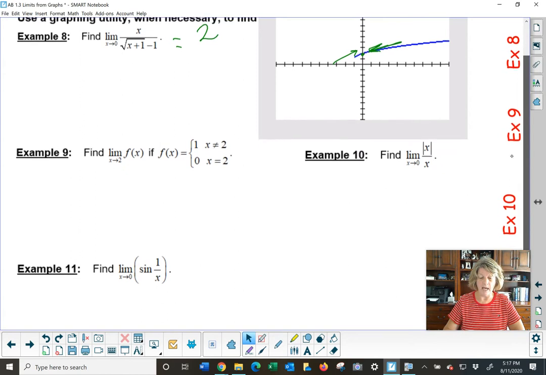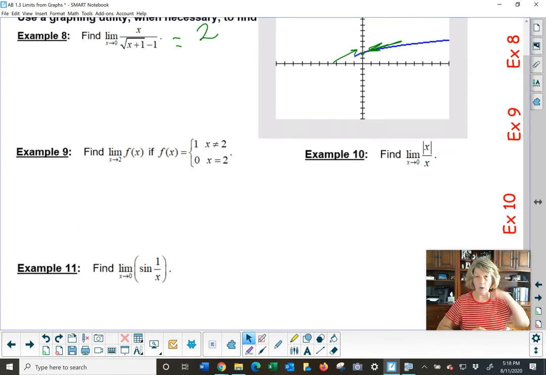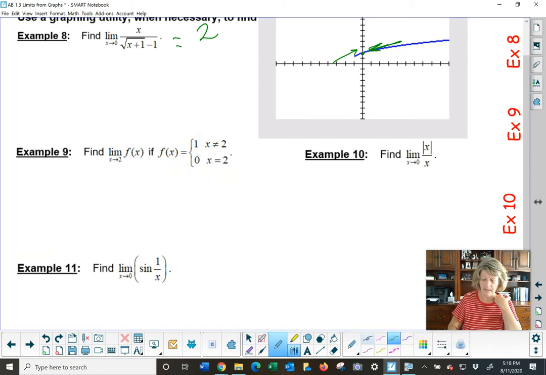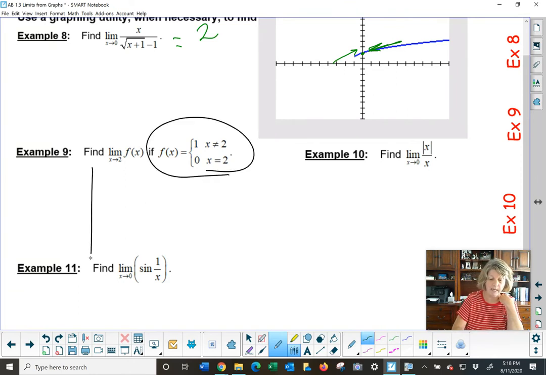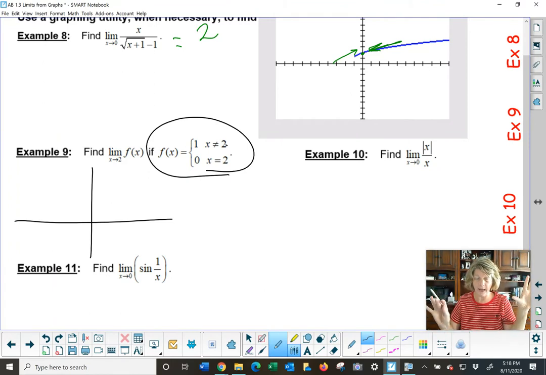All right, example 9. You may not know how to put these in your calculator, but you certainly should be able to read the piecewise function. I know that you've done this work in pre-calc. So let's just make a quick sketch of what's going on. When x is not equal to 2, so for all other x values except when we're at 2, we come out with a y value of 1. So let's just spot where 2 is. When it's not 2, we come out with a value of 1.